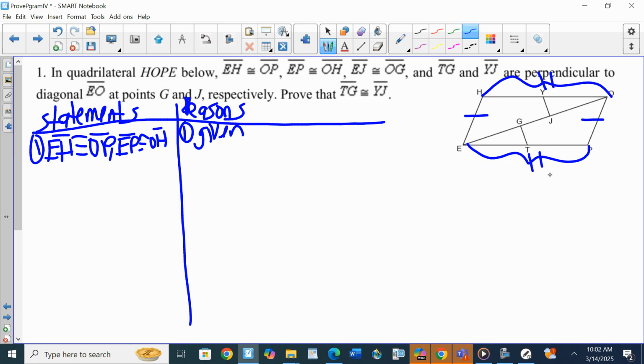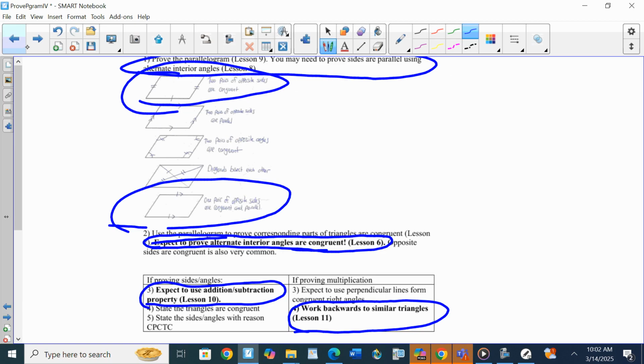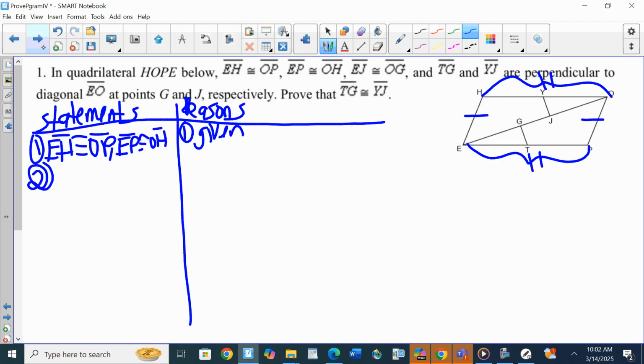And usually, yes, on these very challenging 6-point questions, the parallelograms would be very simple to prove. You may need to use alternate interior angles to prove parallel. In this case, you didn't. But other than that, it's going to be pretty in your face. So now that I have 2 pairs of opposite sides congruent, my first goal was to prove the parallelogram. So now I can say that HOPE is a parallelogram.